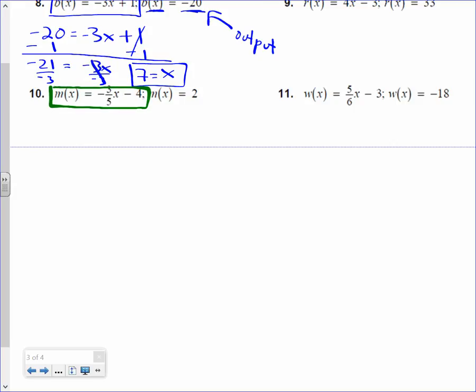M of x equals negative 3/5 x minus 4. They're giving me the output here. M of x equals 2. So let's rewrite the function now with the output that's given. Stay with me, Ramirez, Sevilla. So wherever I see m of x, I'll replace it with 2. Watch this. 2 equals negative 3/5 x minus 4.